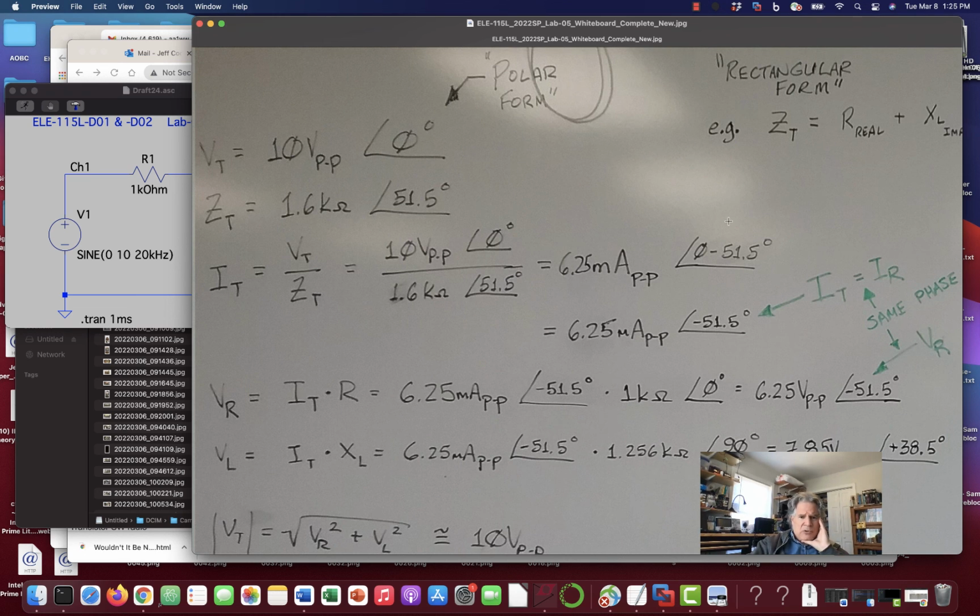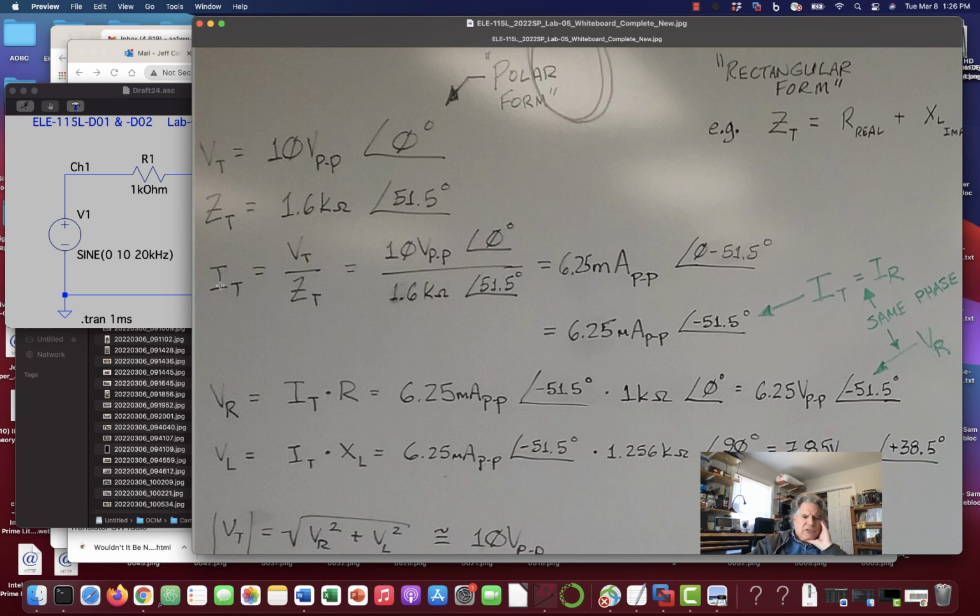and that's going to be polar form. So I take my source, which is 10 volts peak to peak, and we always put our source at 0 degrees. I mean, why complicate things? So our source is 10 volts peak to peak at 0 degrees. Our total impedance is 1.6 k ohms, or 1,600 ohms, at 51.5 degrees. And so let's find, using Ohm's law, I equals V over R.